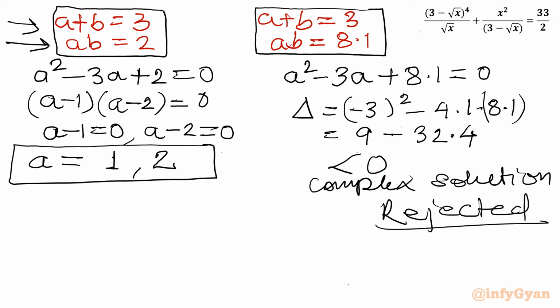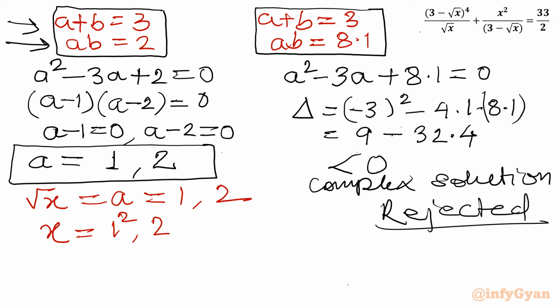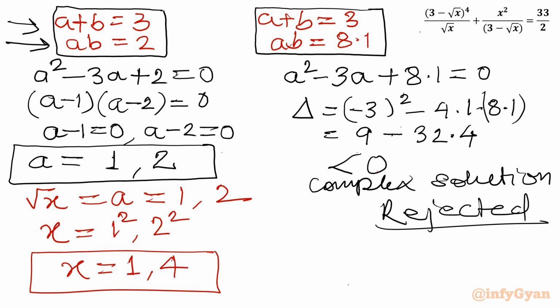Now if you remember, our substitution was root x is equal to a. So I will write here root x, this was equal to a, equal to 1 comma 2. Consider squaring. So x will be equal to 1 square and 2 square. So our answer will become x is equal to 1 comma 4. Means two solutions are there, 1 and 4.